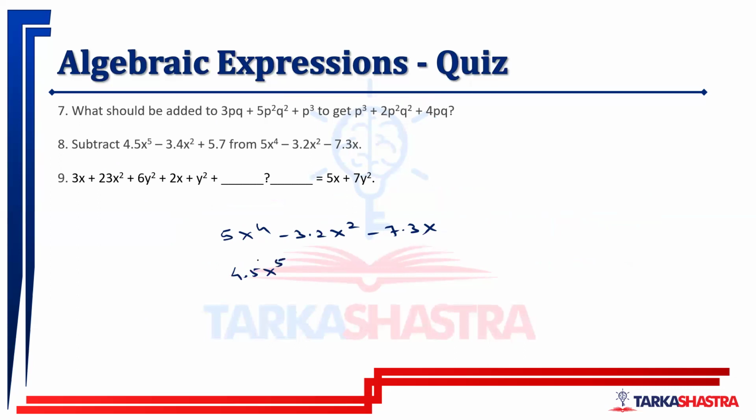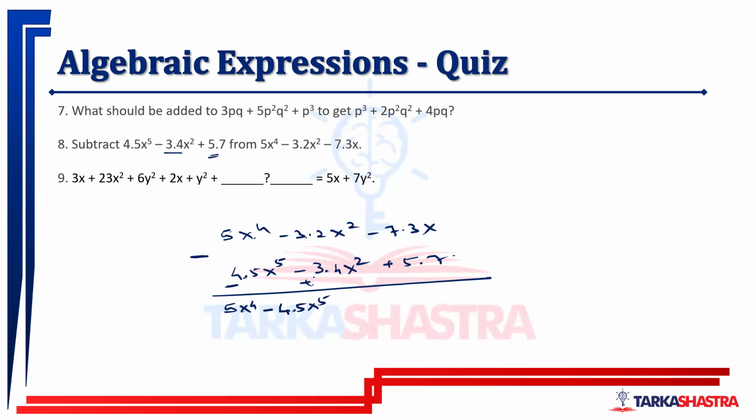4.5x raised to 5. Then minus 3.4x square, and then 5.7. I just have to subtract it. I will write it as it is because the expressions are not the same. So 5x raised to 4, then minus 4.5x raised to 5. Here the sign will change.